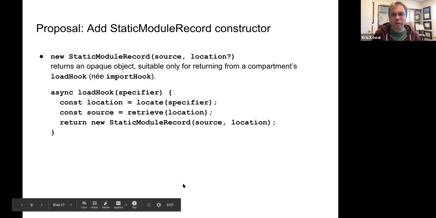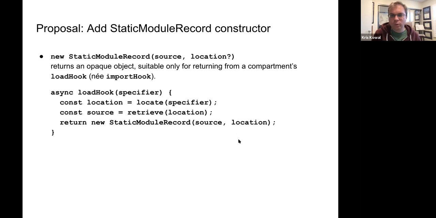We are proposing the addition of a static module record constructor to the proposal. The static module record constructor is a function that accepts the source of an ESM module, and optionally its location for the purposes of populating the exceptions thrown from within that module. It occurs to me that this actually is more tightly bound than we want it to be, and we probably need to remove the location from that and find another way to get that to propagate through exceptions, but bear with me as I do my stunts live.